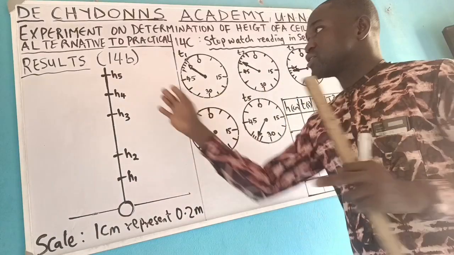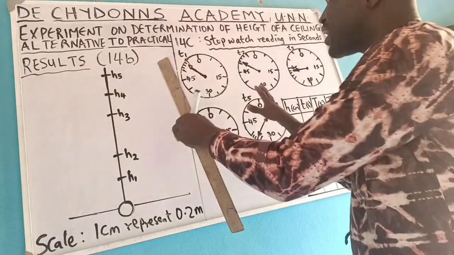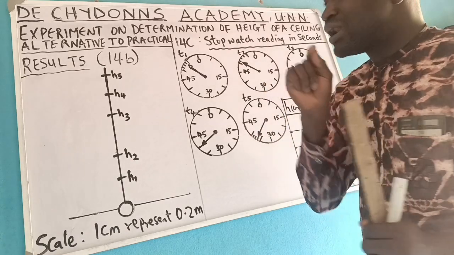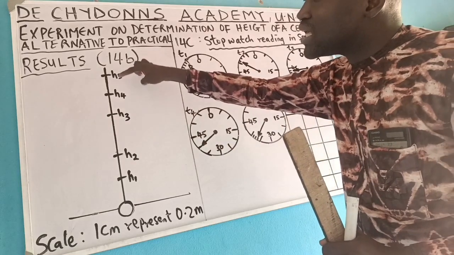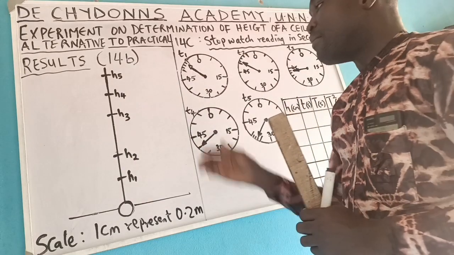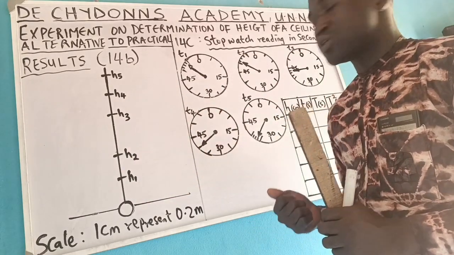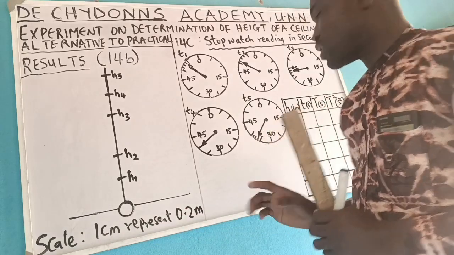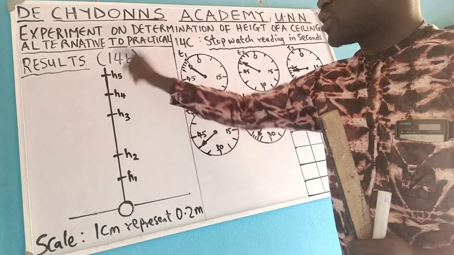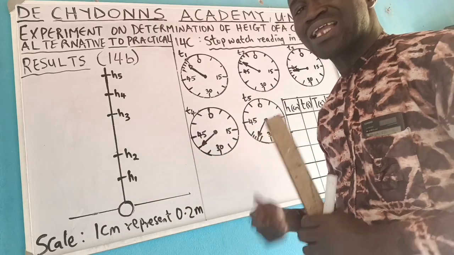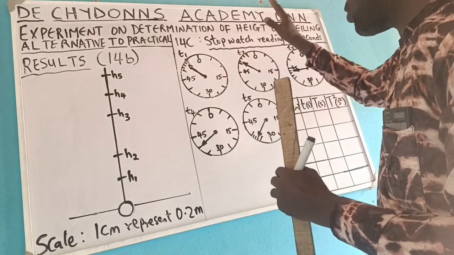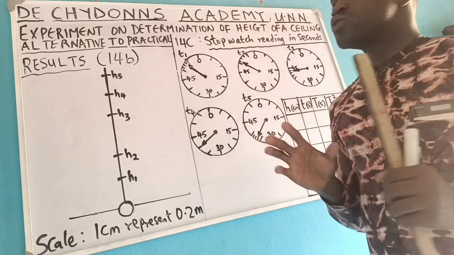Okay, so these are the results of the experiment. They are the ones that provided these results for you. That is why we call it alternative to practical. Your work lies in getting the result, measuring out the measurements given to you. Read off your results, compare them with the scale given to you, and put them on the table. Each 1 cm gotten from this measurement represents 0.2 meter in actual measurement. So this is for the height and this is for the stopwatch. Let's see how to read it off.